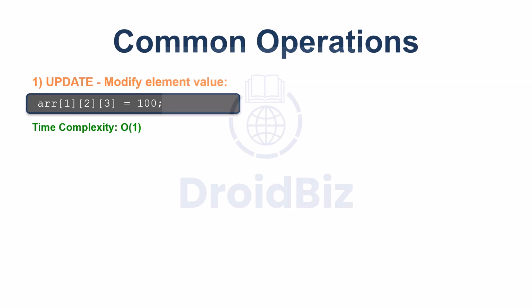Let's explore common operations on 3D arrays. There are 3 main operations you'll frequently use. Operation 1, update. To modify an element value, we use direct indexing. For example, arr[1][2][3] = 100. This updates the element at layer 1, row 2, column 3 to the value 100. The time complexity is O(1) because we access the element directly.